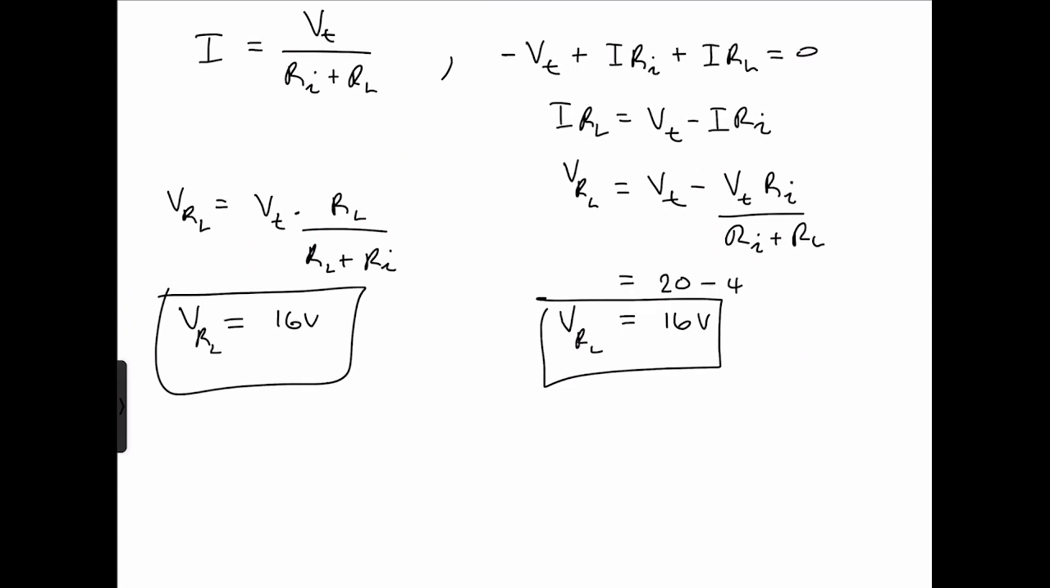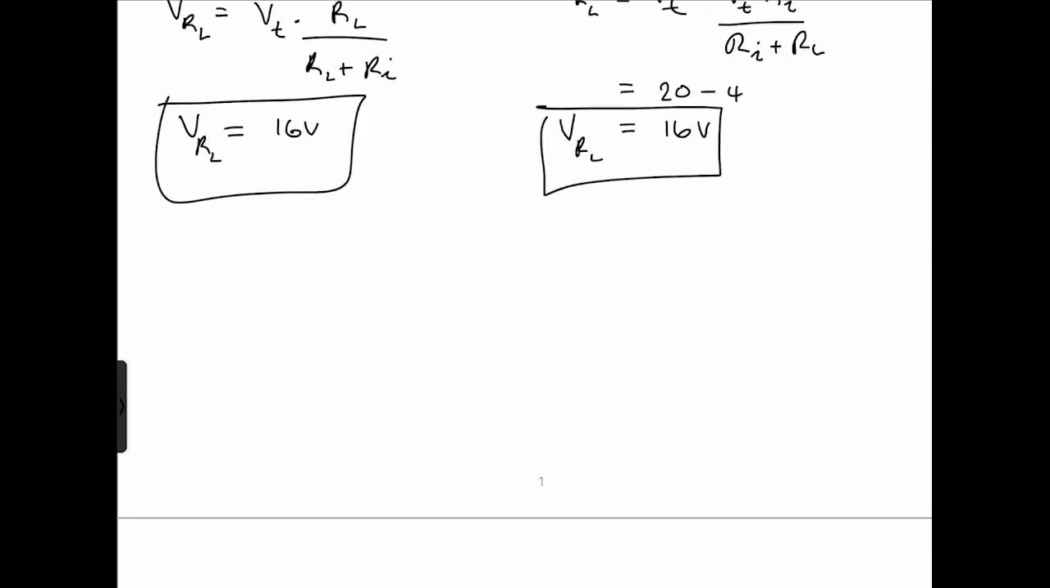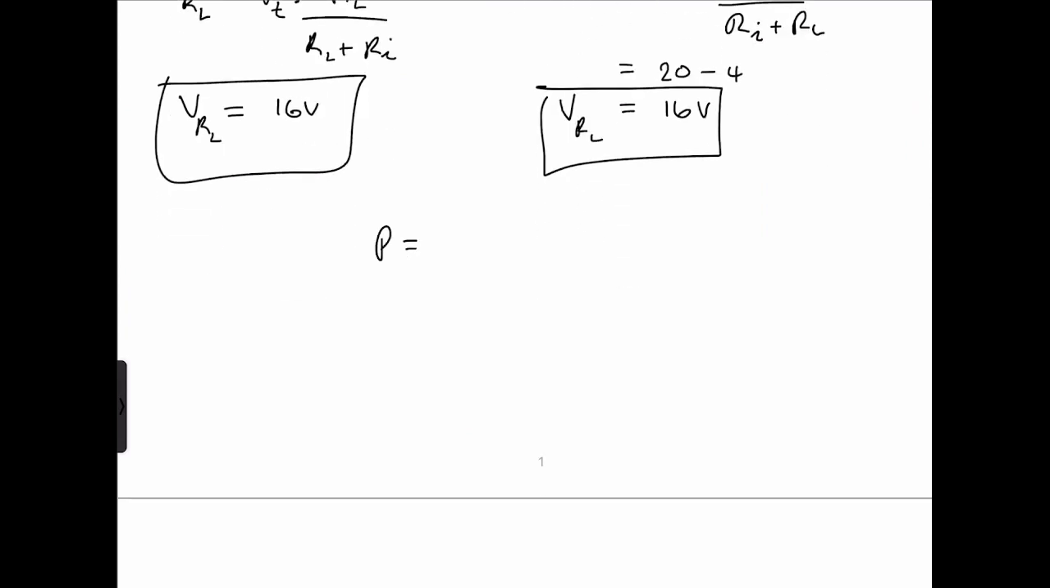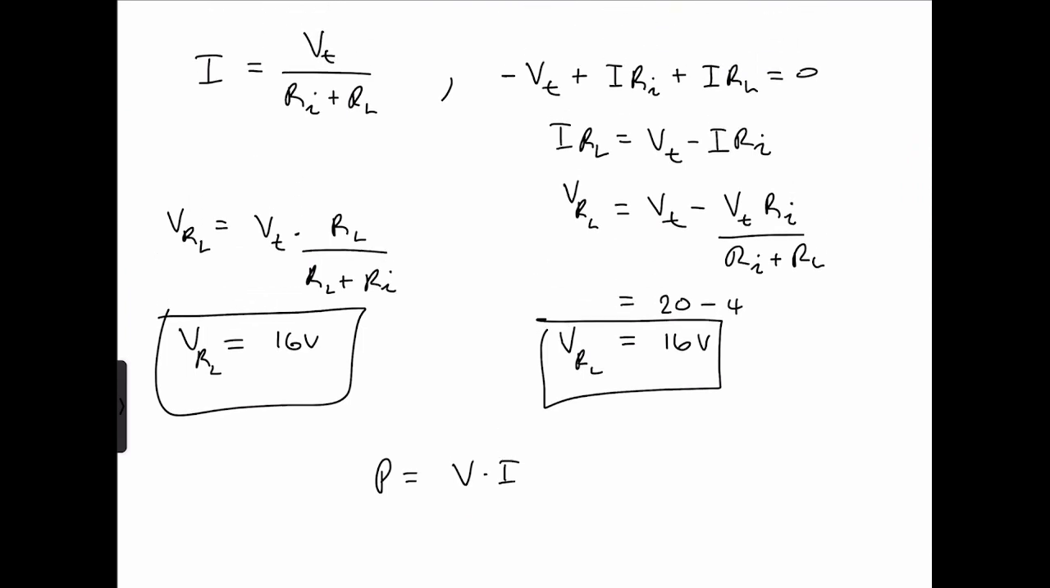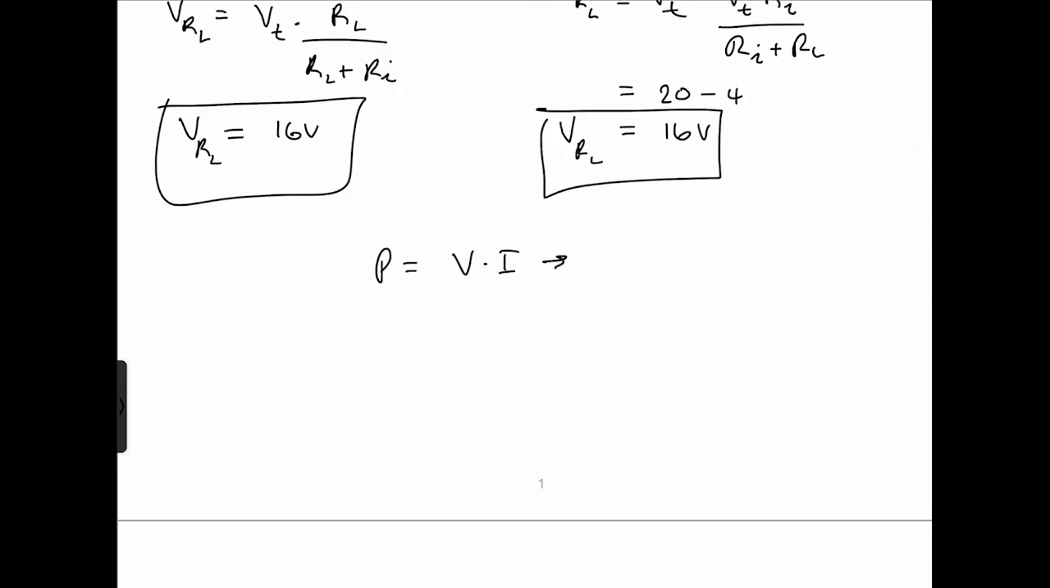So we can finish by finding the power lost in the battery. We know the current and we know the internal resistance of the battery, so we can calculate the power loss as P is equal to V times I. And we know that V is equal to I times R.